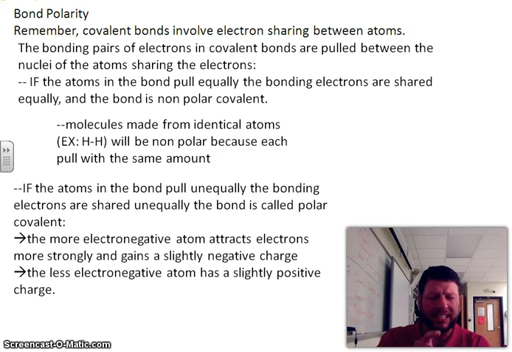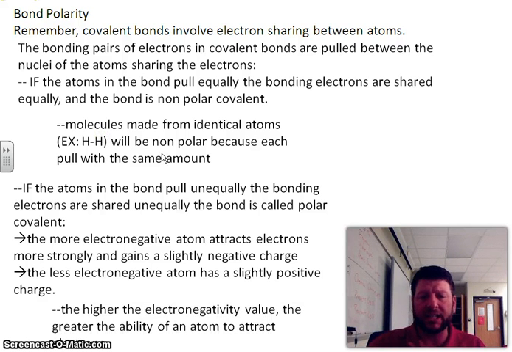So this one has the negative electrons closer to it most of the time, so it obtains a slightly negative charge. And this one has the electrons around it a slightly lesser amount of time, so it is slightly positive because the electrons are on the other side. Now, if these were two equal atoms, so let's assume black and black meant the same thing, the electrons would be right in the middle, and there would be no bond polarity at all because they are equal.